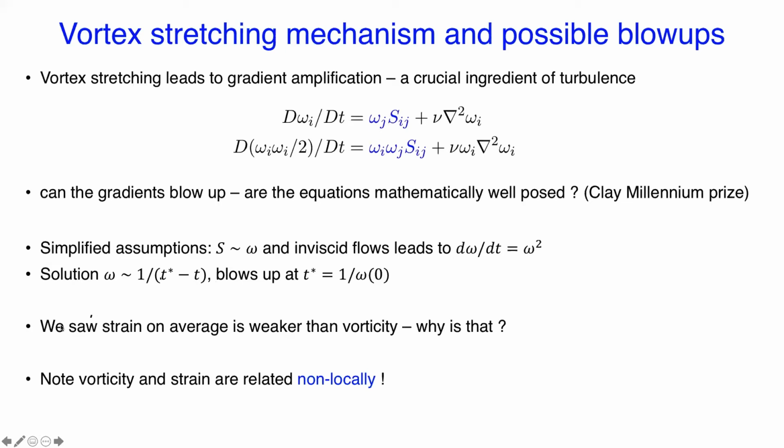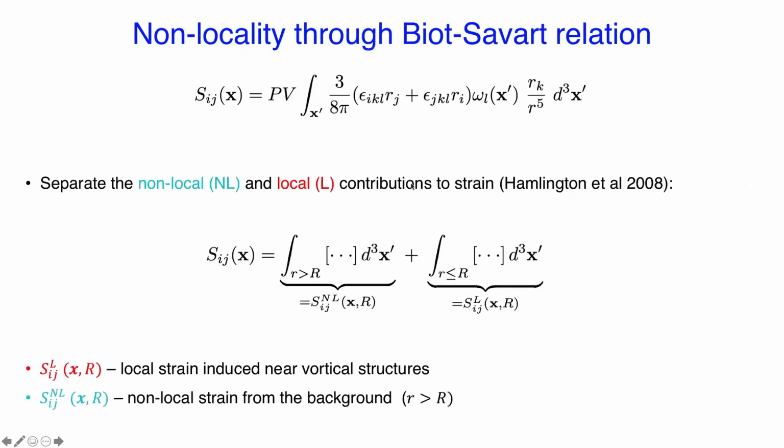But as I said just before, we saw that the strain does not go as vorticity, and in fact it's weaker than vorticity. So we set out to explore why that is happening. Note that this equation is local. It applies at every spatial point in the flow, but the relation between vorticity and strain is actually non-local. And by non-local, what I mean is that we can write the strain rate as a Biot-Savart integral over the vorticity field.